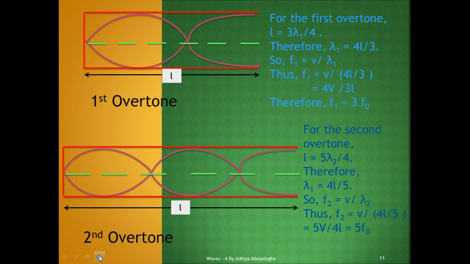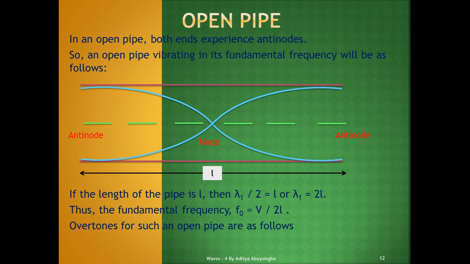So as in the case of strings, the overtones of a closed pipe, or even an open pipe, when I discuss it a little time later, you will notice that even in an open pipe, the overtones are integer multiples of the fundamental frequency.